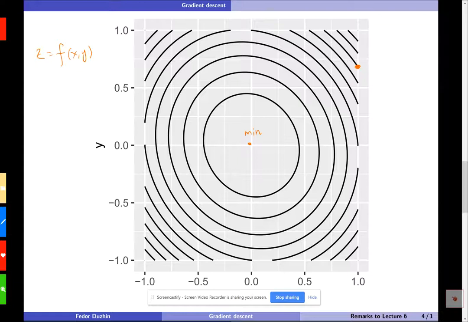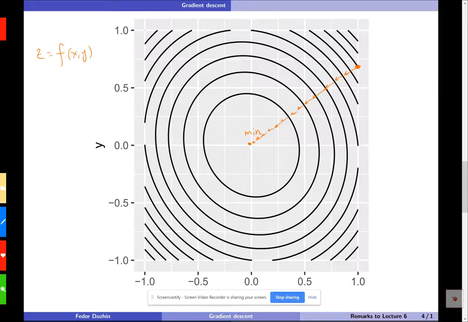It means that every step is going to be perpendicular to our level curves, right? So it's going to be something like this: perpendicular to level curves, perpendicular to level curves, and so on. Well, actually, towards the minimum itself, the steps are going to become smaller because the magnitude of the gradient vector is decreasing.